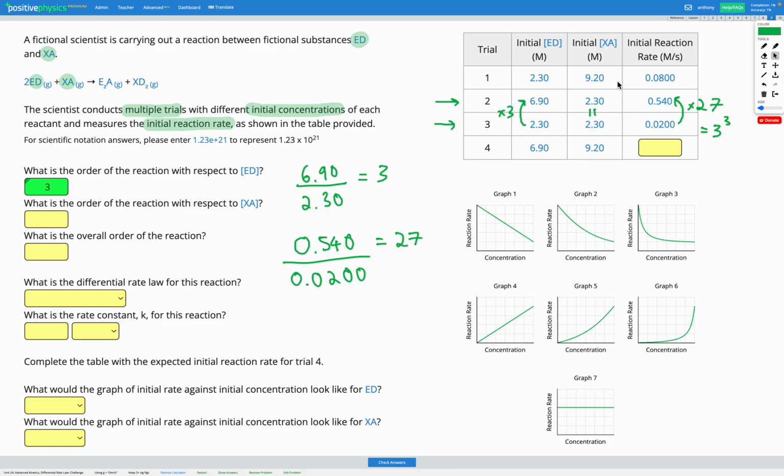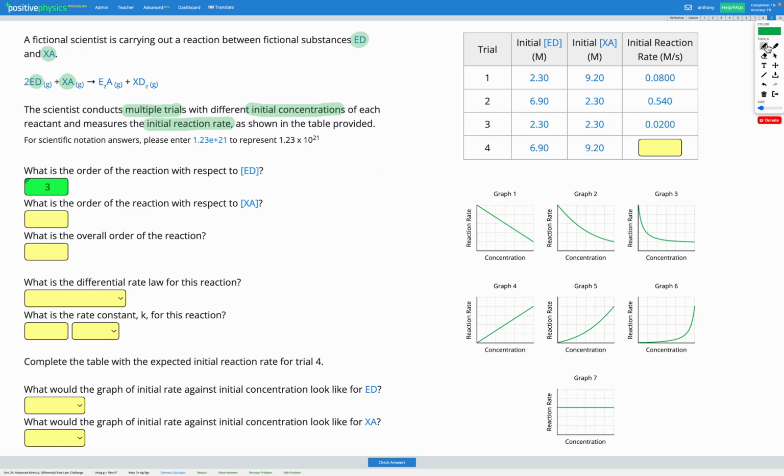Okay, great. Next step, finding the order of reaction with respect to the concentration of XA. For this one, I'm looking for two rows that have the same value for the concentration of ED, but different values for the concentration of XA. So that's going to be row 1 and row 3, because we've got the same value, 2.3, for the concentration of ED, but a different value for XA. I'm going to start at 2.3 in trial 3 and look at the change to trial 1, where I have 9.2 for my concentration.